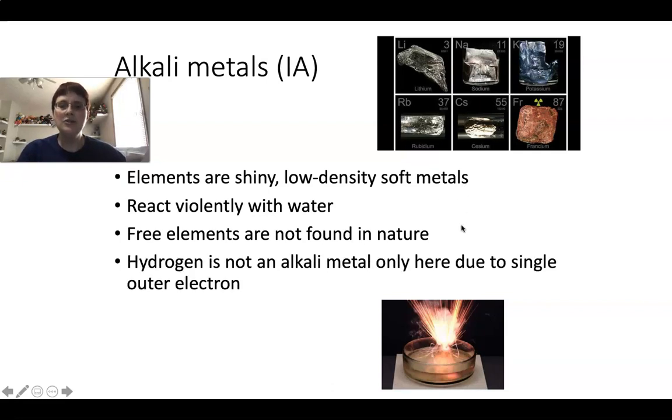Hydrogen is not considered an alkali metal because it only has a single outer electron. We'll see that when we look at their electron configuration, how their electrons are organized, these elements have more than one electron shell. Hydrogen only has that one little electron, which is part of why it doesn't function as a metal.